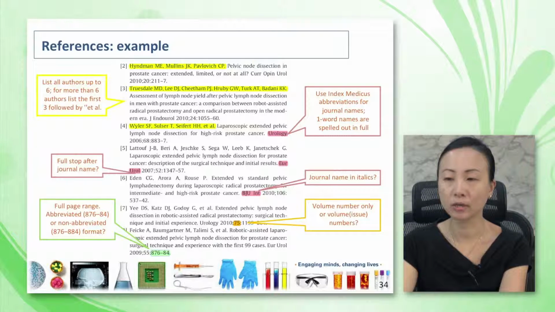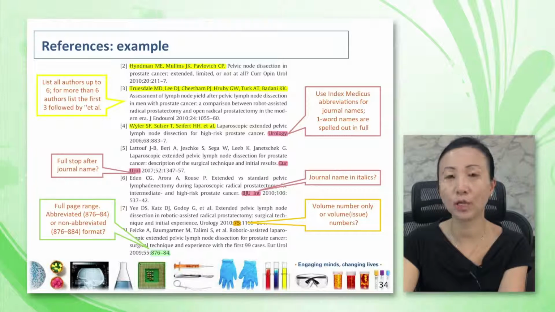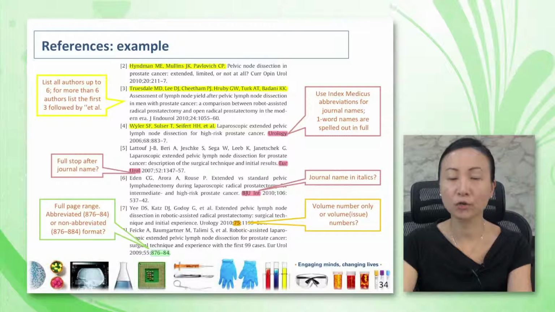Here is an example taken from an article published in the journal European Urology. I will use this to point out a few of the main issues you should pay attention to. Look at the author names that I have highlighted in yellow. The first shows 3 author names, and the second 6 author names, and the third shows 3 author names followed by et al.